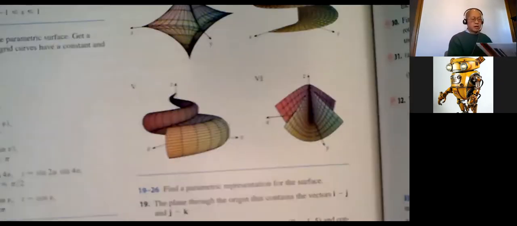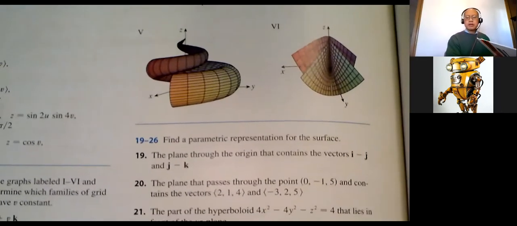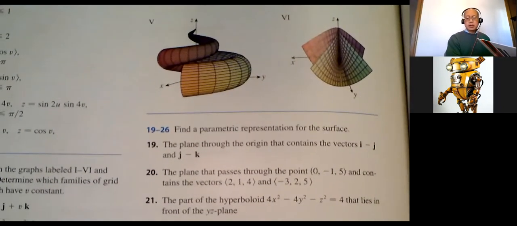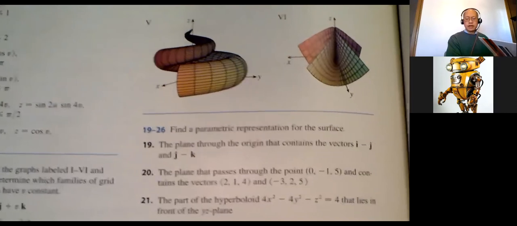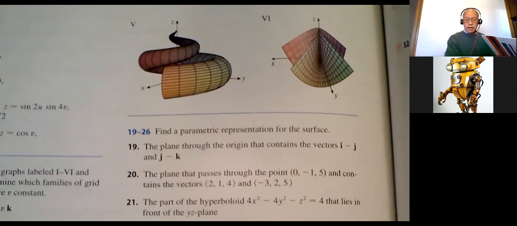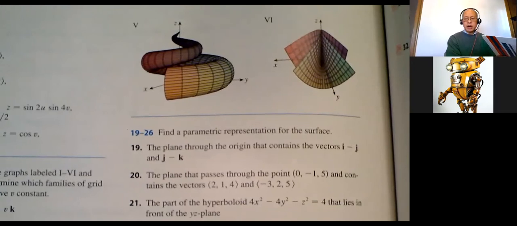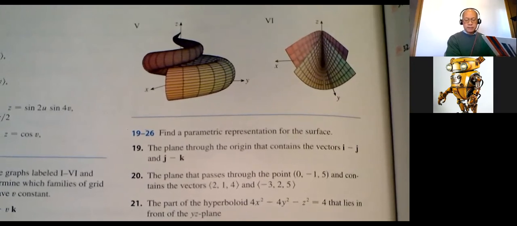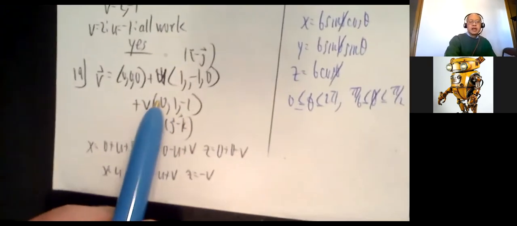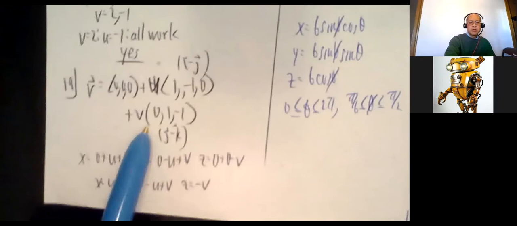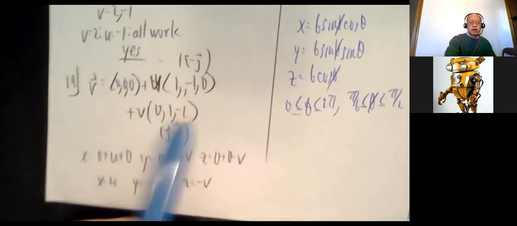Okay, 19. Find a parametric representation for the surface. So you have to come up with some R position vector involving two parameters, U and V. Okay, the plane, number 19, the plane through the origin that contains the vectors I minus J and J minus K. I minus J is 1, negative 1, 0. J minus K is 0, 1, negative 1.